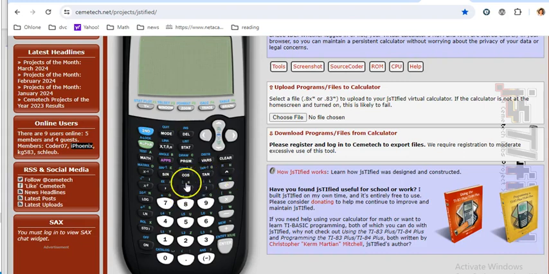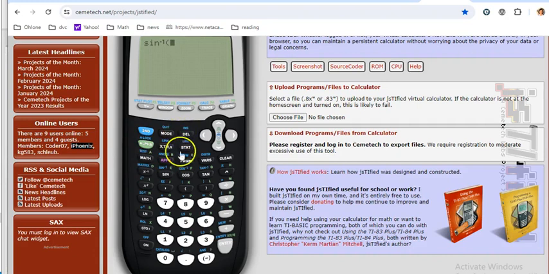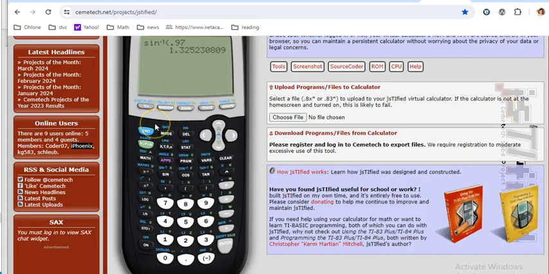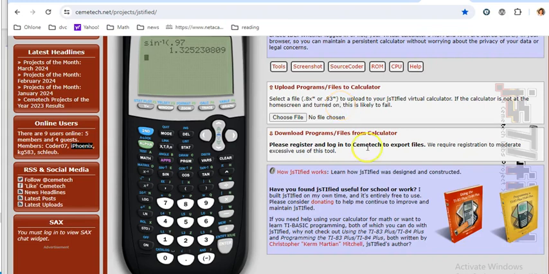So sine inverse is second sine, right? Second sine. So you see that sine inverse shows up. And then they wanted to do 0.97, so just the 0.97. This is the radian answer, equal to 1.325. Is it 52 or 92? 252.